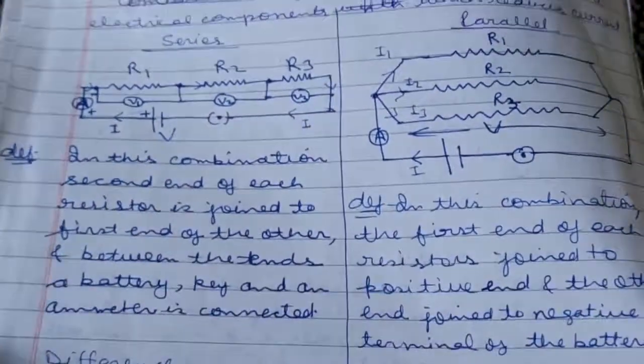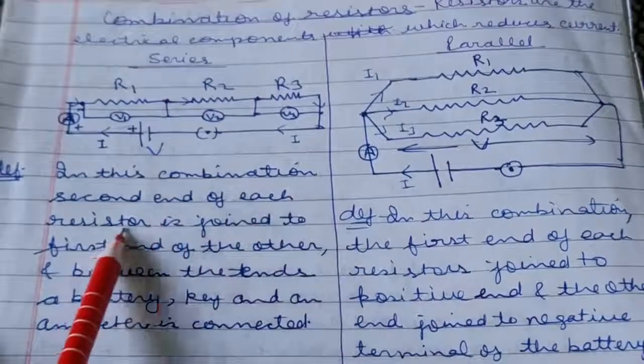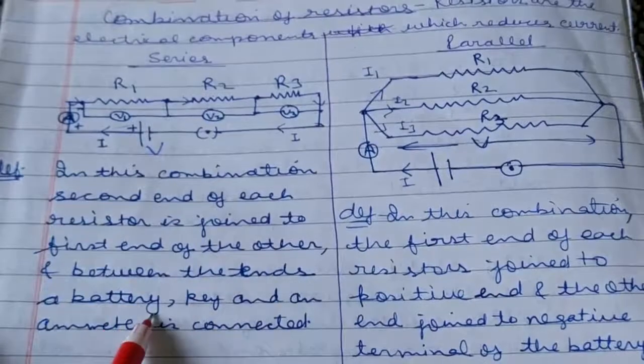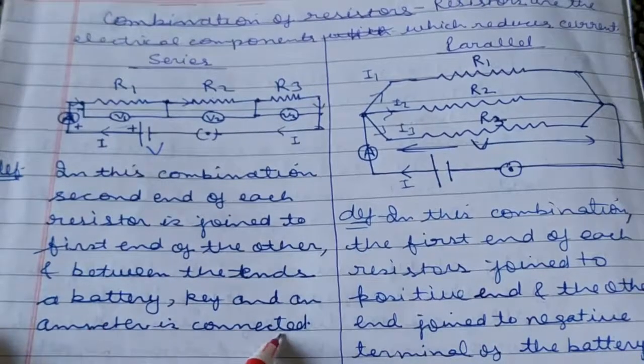You can note down the definition this way. In this combination, the second end of each resistor is joined to the first end of the other, and between the ends of the battery, a key and ammeter are connected.